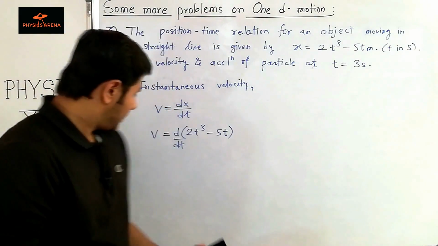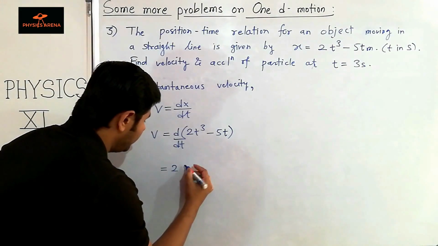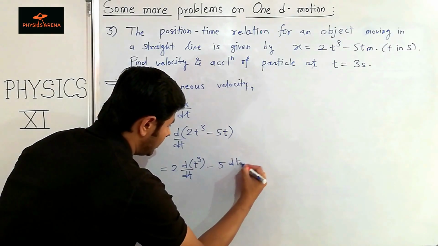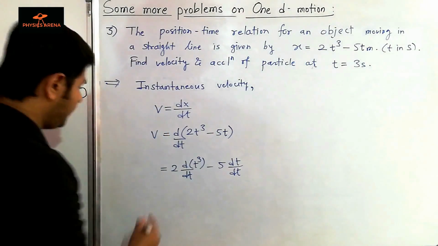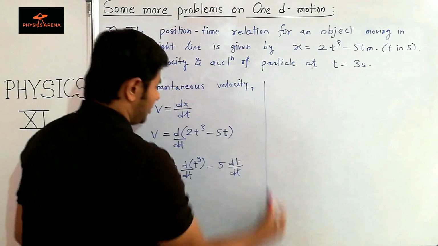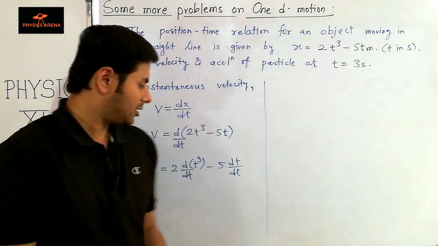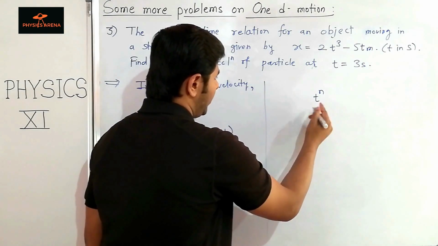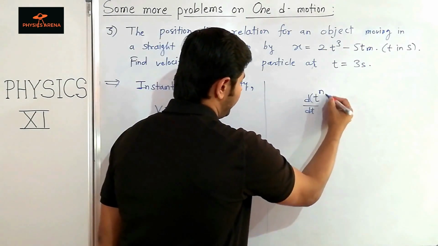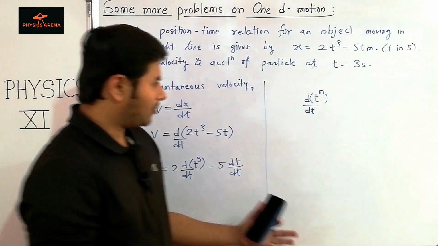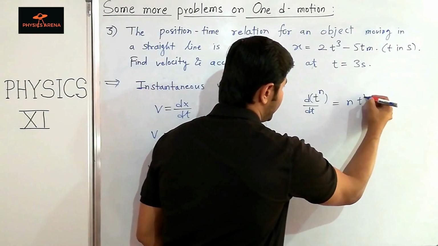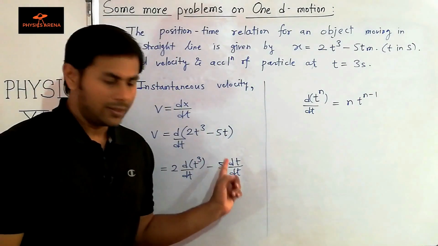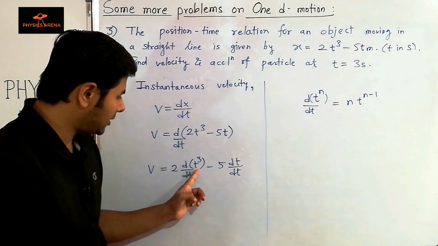Now let us rewrite this, so it is 2 times d by dt of t raised to 3 minus 5 times dt by dt. Okay, then dt by dt is obviously 1, d by dt of t. We know that if we have t raised to n, then d by dt of that t raised to n by power law is n t raised to n minus 1.